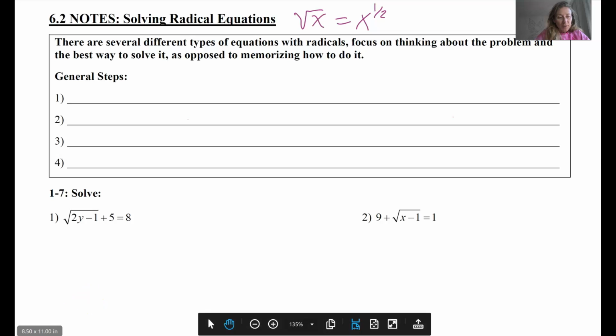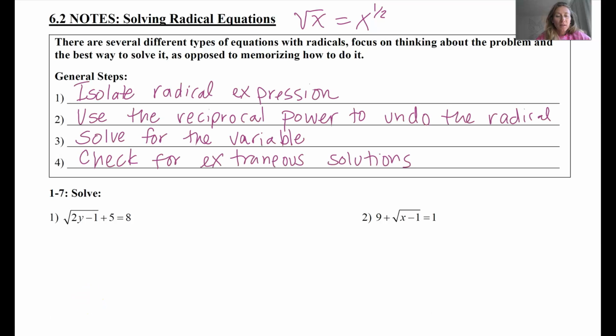So let's take a look at the general steps of solving these types of equations. These are our 4 general steps. Number 1, we want to isolate the radical expression. That could also be the rational exponent expression. Then we want to use the reciprocal power. For example, for 1/2, the reciprocal is 2/1, or we would just say the second power. Square power and square root cancel each other out. So we use the reciprocal power to undo the radical or rational exponent. We take the reciprocal power on both sides of the equal sign, because we have to continue to balance our equation and make sure that it's equal on both sides. Then we're going to solve for the variable.